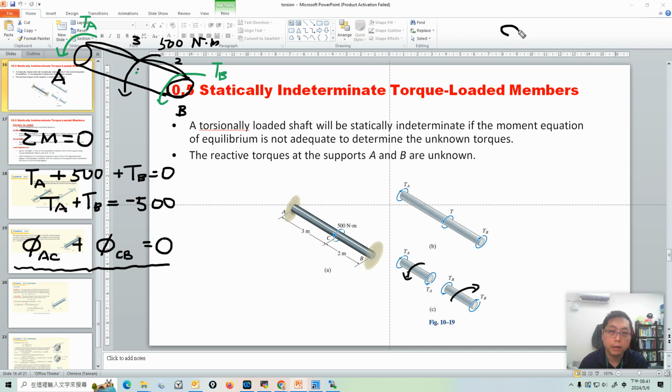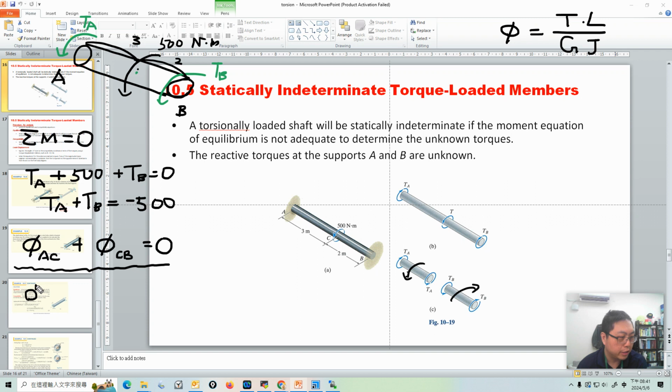Do you remember the formula for the angle of twist? It's T over GJ, right? Let me check. Oh, it's TL over GJ. TL over GJ.